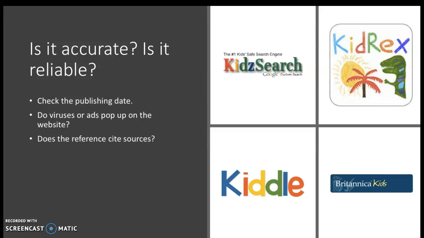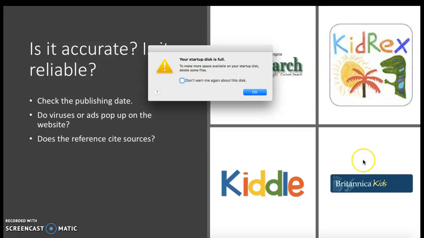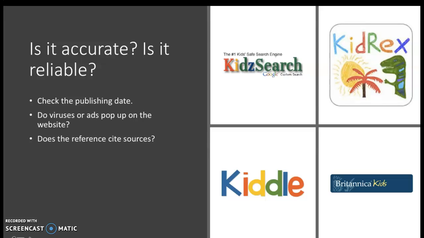Next, if a student is on a website and there are viruses or a bunch of ads along the sides, then you want to make sure that students are aware that this is probably not a reliable information source because there's all these viruses and all these ads. Lastly, is this piece of information, is this website being cited? Are there references that this website is using to get their information? That shows that this website really did their work and is trying to provide the most accurate information.